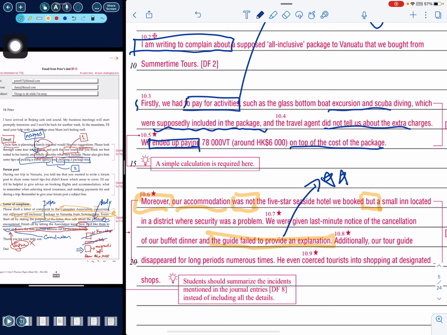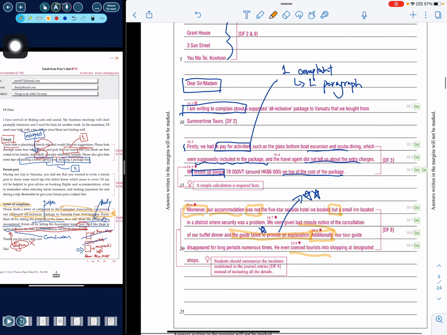So this is the part that I told you about. If you just said that the guy basically asks you to contact another department, he's still doing his job, but concerning explanation, basically there's no explanation. So you have to make it clear that they failed to provide an explanation. And then additionally, a tour guide disappears. So this is not just about accommodation but also about the tour guide. Additionally, our tour guide disappeared for long periods, numerous times, and coerced tourists into shopping. So these are the complaints that you made.